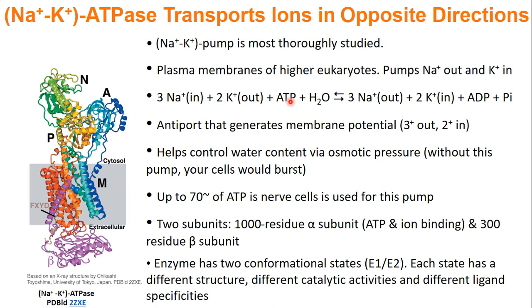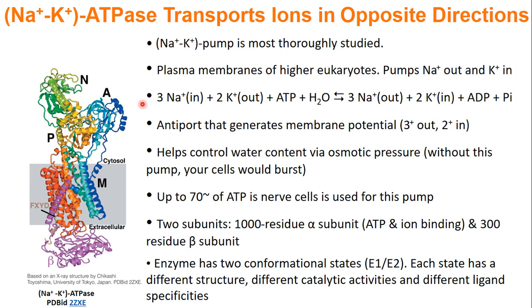So you need ATP, and you need water to hydrolyze your ATP. So you get your 3 sodium out, 2 potassiums in, ADP, and an inorganic phosphate. And this is what actually keeps our membrane potential, because 3 sodiums go out, 2 potassiums go in. Therefore, you have an overall net change of +1 to the outside or -1 on the inside. So the inside of your cell is negative thanks to this sodium-potassium pump.